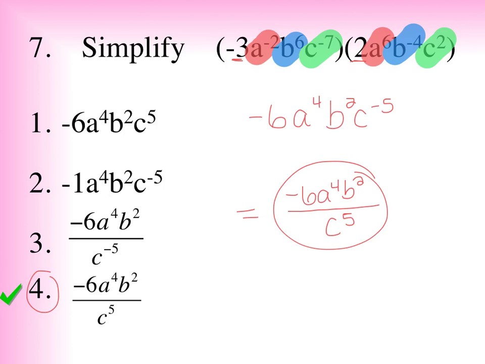So when you multiply first, you end up with negative 6a to the 4th, b to the 2nd, and c to the negative 5th. But again, we have that issue with that negative 5 where you don't want to keep that as a simplified answer. So you would move that to the bottom or the denominator, which matches up with option 4 here.